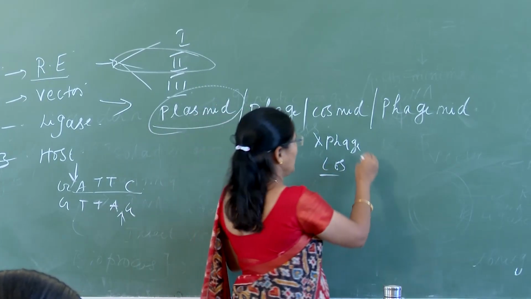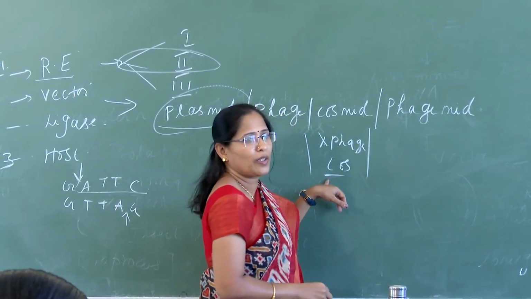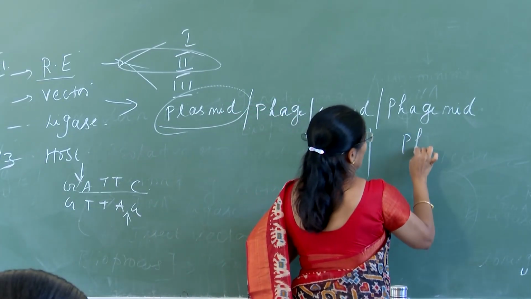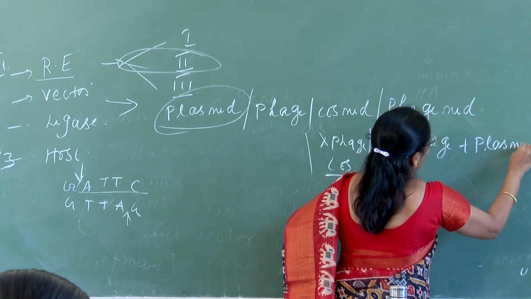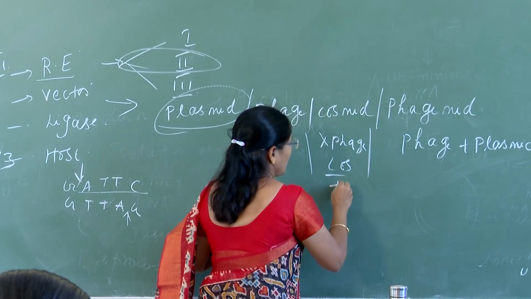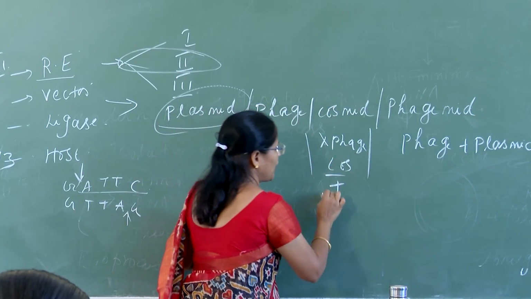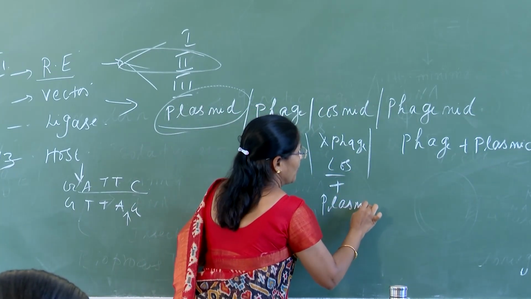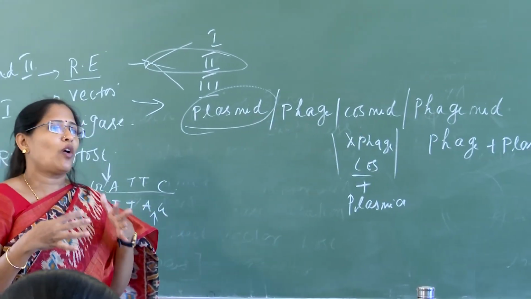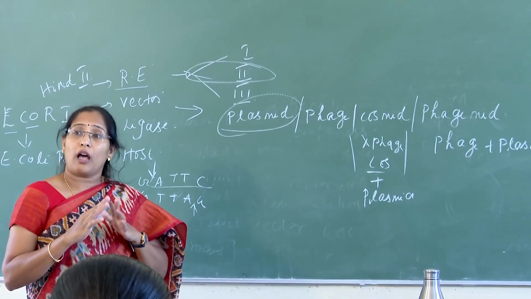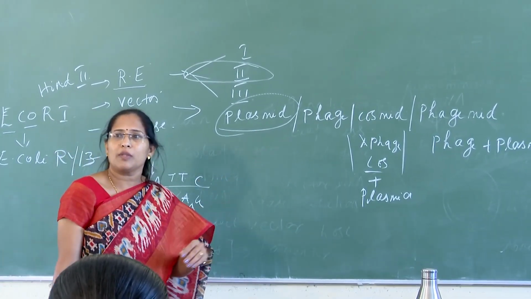Okay. Together, that is what is being used over here. Whereas here, if you could see, we will use a phage plus a plasmid combination. Here, the cos site of lambda phage plus plasmid you will use. The main idea of using a cosmid and a phagemid is if your DNA of interest is of larger size, then you can go for this method.